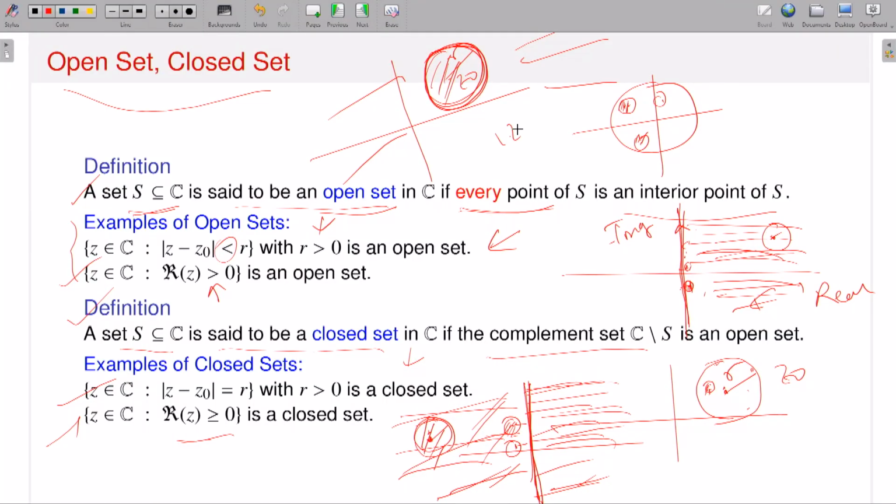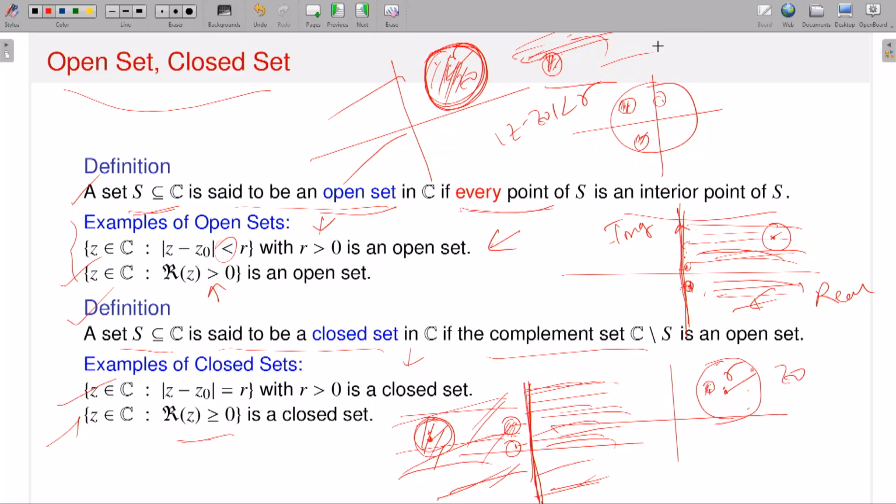Inside means |z - z0| is strictly less than r. That is an open set, I know. I mean each point is an interior point. I already proved it. And this outside portion also has each point as an interior point. Why? Because if I take a point here, you can easily find a ball with center z0 and radius r which is fully contained in that set. So this point is an interior point.